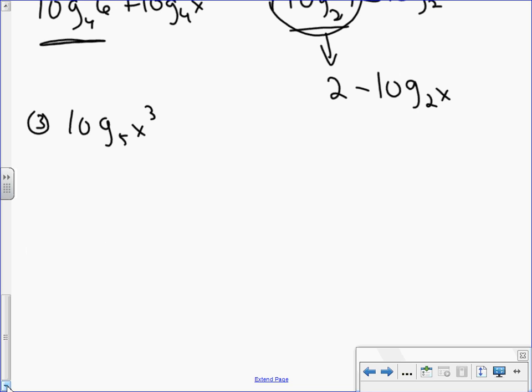All right, next one. Log base 5 of x to the 3rd. Okay, everybody recognize that as the 3rd property. Yes, it's a log of a base to a power. So we pull that power out front: 3 times log base 5 of x.